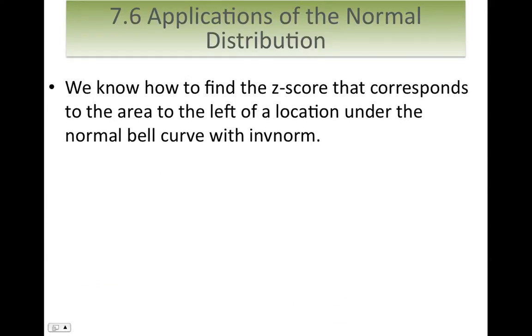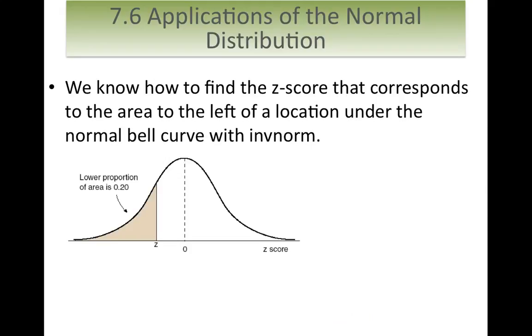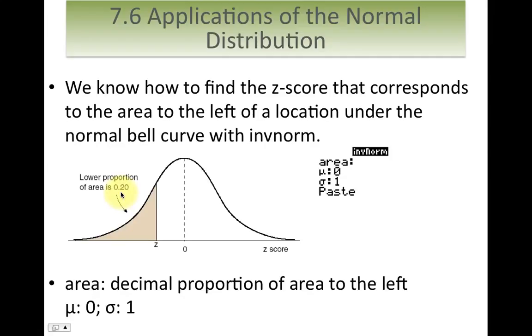So we know how to find the z-score that corresponds to the area to the left of a location under the normal bell curve with invNorm. So here's an example of a picture that shows us the bottom 20% of area. So we simply use invNorm, plugging in an area of 0.20. It will always be expressed as a decimal proportion of area to the left, never as a percent. And we've been letting mu be 0 and sigma be 1 for all these examples.